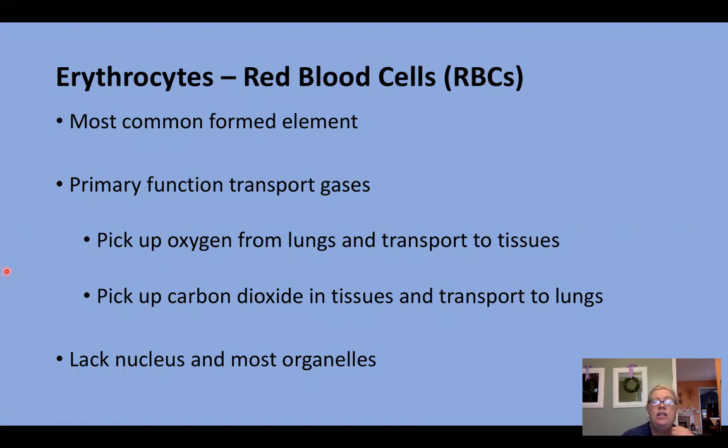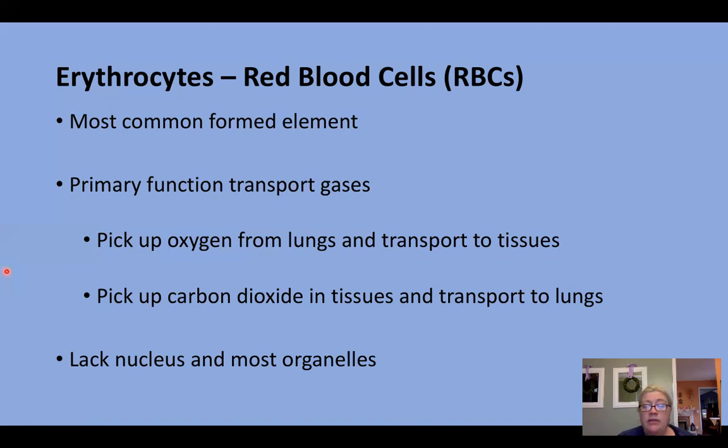Its primary function is going to be to transport gases. It's going to pick up oxygen in the lungs. It's going to transport that oxygen through the circulatory system and drop that oxygen off to the tissues, where the tissues are going to use it to undergo cellular respiration. Once it drops off that oxygen in the tissue, it's going to, to a limited degree, because most carbon dioxide is going to circulate dissolved in the plasma, pick up carbon dioxide that's in the tissues, carry that carbon dioxide back to the lungs, where it's going to be released, and we are going to exhale that carbon dioxide.